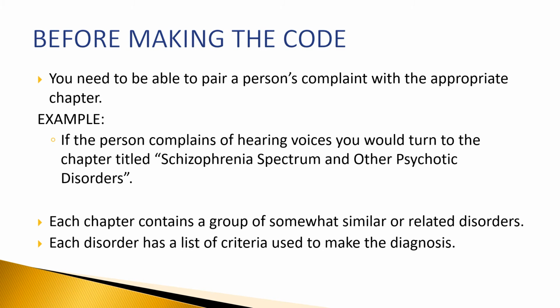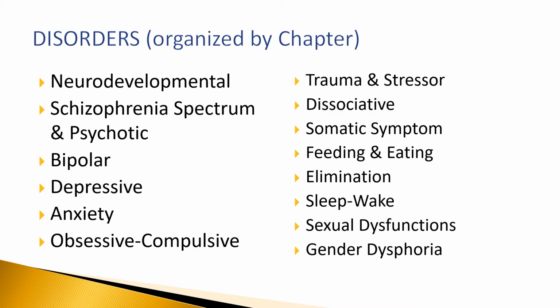Again, the DSM is organized by chapters. So if the person complains of hearing voices, you would turn to the chapter titled Schizophrenia Spectrum and Other Psychotic Disorders. And then each disorder has a list of criteria used to make the diagnosis. So here are the disorders organized. These are the chapters that are in the DSM-5.